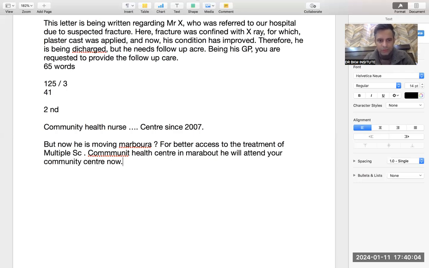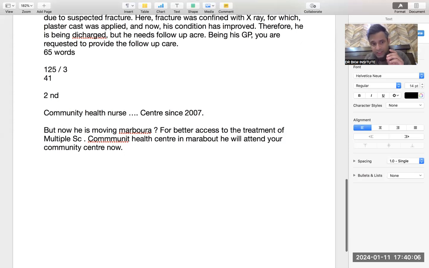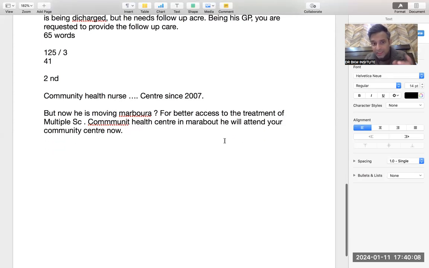Now this was the letter of today. Please understand this letter. How to write it? What is the first paragraph? When you read the whole letter, you understand this: the community health center is our center. He was visiting since 2007, but now he's moving to Marlborough for better treatment. Therefore, he will be attending.